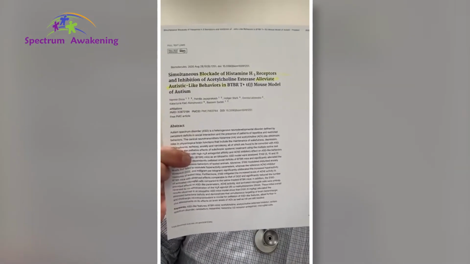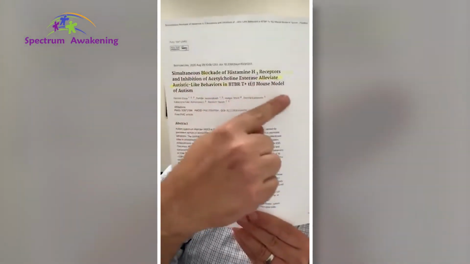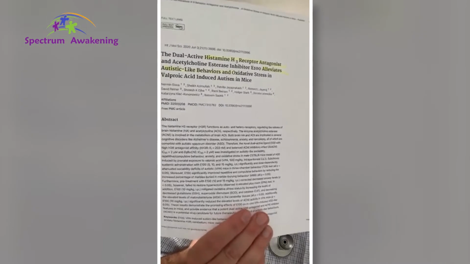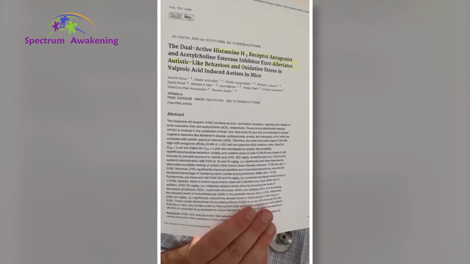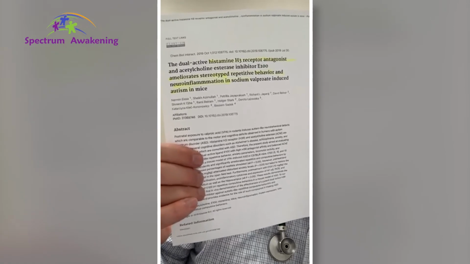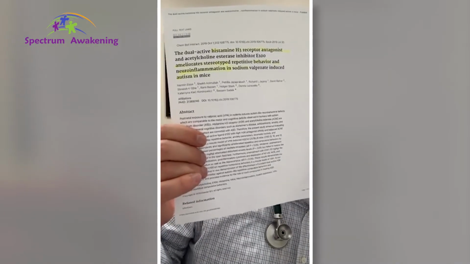So this is a research study, and these are animal studies, but a blockade of the histamine receptors, H3 receptors, alleviates autistic-like behaviors. Pretty cool. Here's another one doing the same thing, an animal study: histamine 3 receptor antagonists alleviate autistic-like behaviors. Here's another one: H3 receptor antagonist ameliorates stimming repetitive behaviors and ameliorates neuroinflammation. So we're reducing inflammation by not allowing histamine to hit the brain.